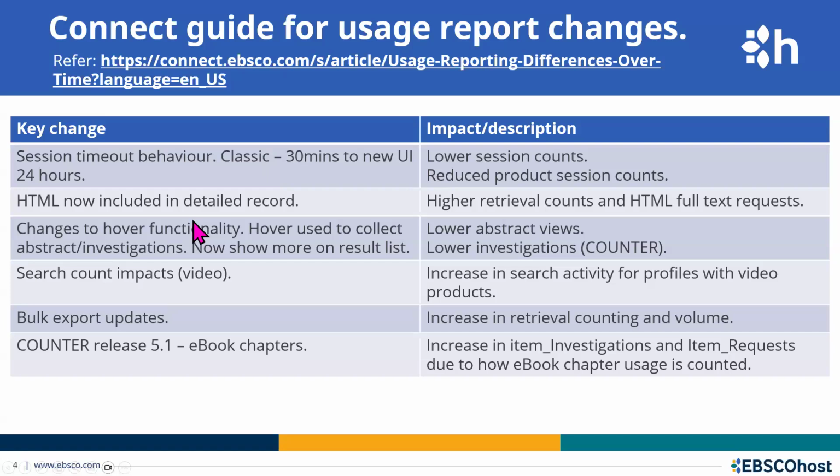Now, in the classic version, whenever you would go to a detailed record, so that abstract record, and HTML was a full text option, that HTML would be embedded within the detailed record. When they released the new UI, they actually stopped that. And so the HTML wasn't included in that detailed record. However, in the last couple of weeks, they've decided to include that back. So now, and I'll show you this in a live demonstration shortly, HTML is now included in that detailed record.